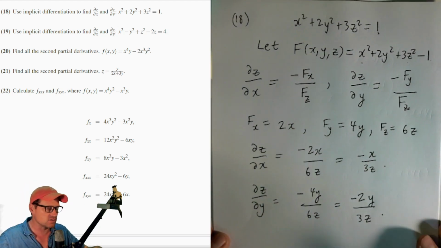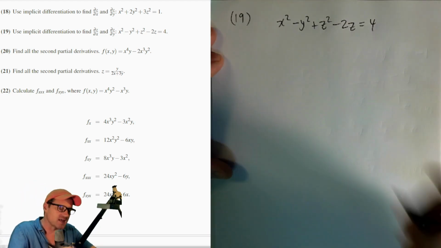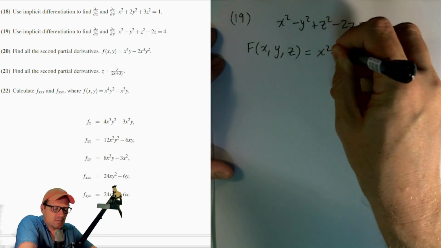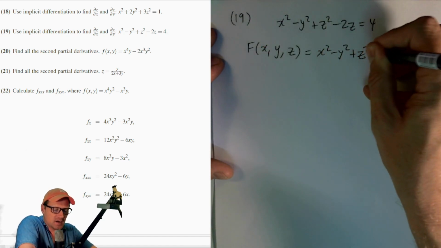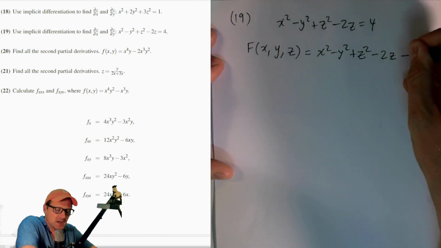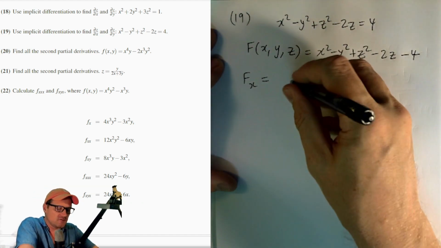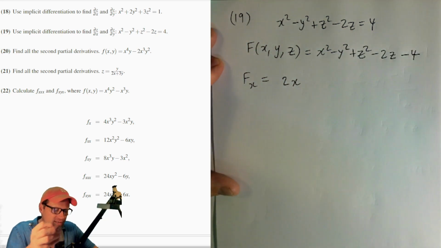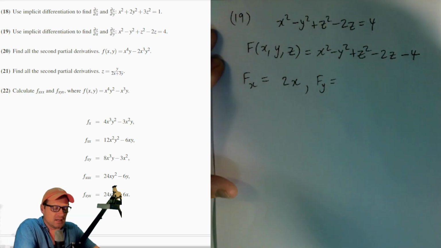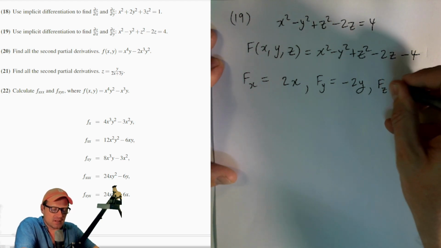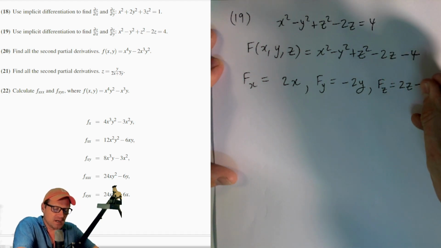So let's move on now to question 19. Our first step here is to define f of x, y, and z: x squared minus y squared plus z squared minus 2z minus 4. Differentiating partially, we have 2x for f subscript x. f subscript y is minus 2y. And f subscript z is 2z minus 2.